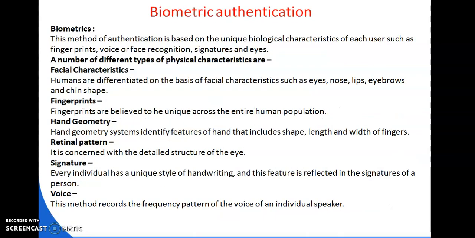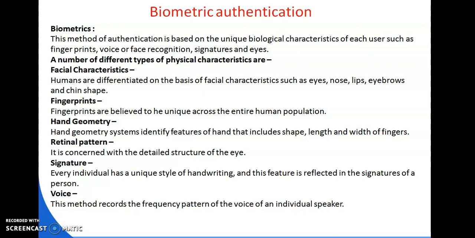Next comes the biometric authentication. This method of authentication is based on the unique biological characteristics of the user such as fingerprints, voice or face recognition, signatures and eyes. A number of different types of physical characteristics are used.